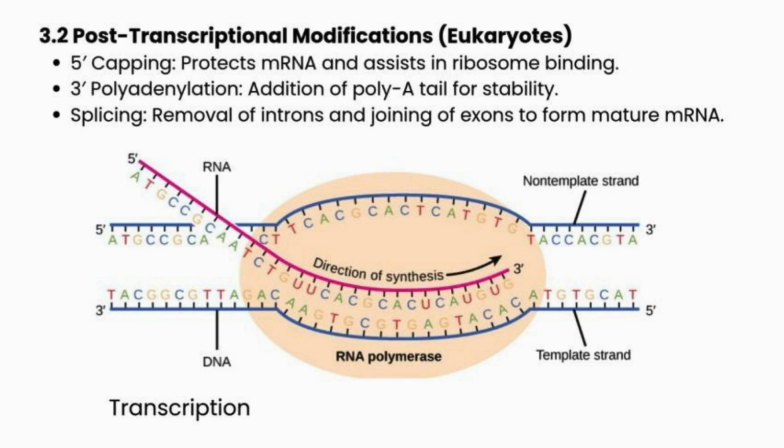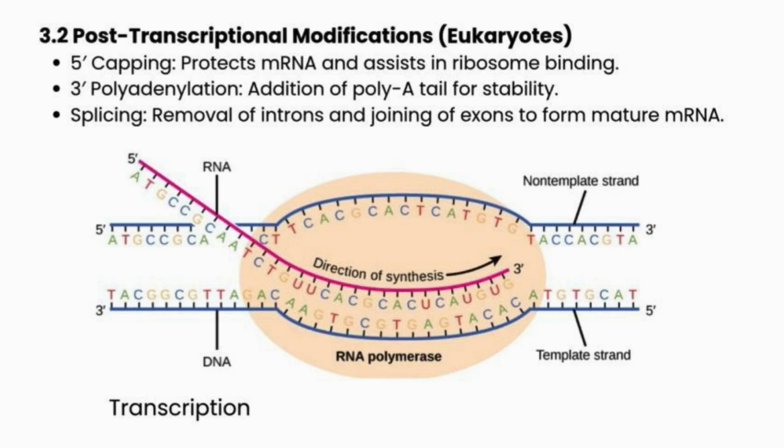Post-transcriptional modifications in eukaryotes. 1. 5' capping protects mRNA and assists in ribosome binding. 2. Polyadenylation: addition of a poly-A tail for stability. 3. Splicing: removal of introns and joining of exons to form mature mRNA.